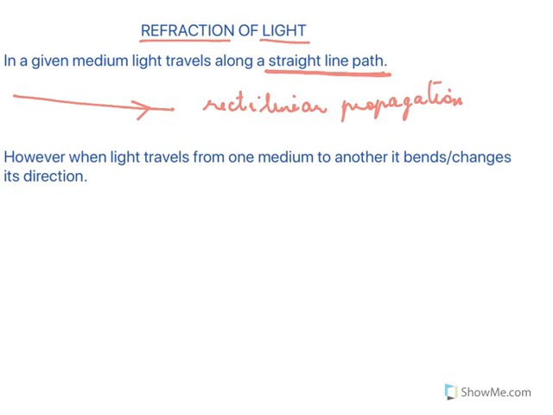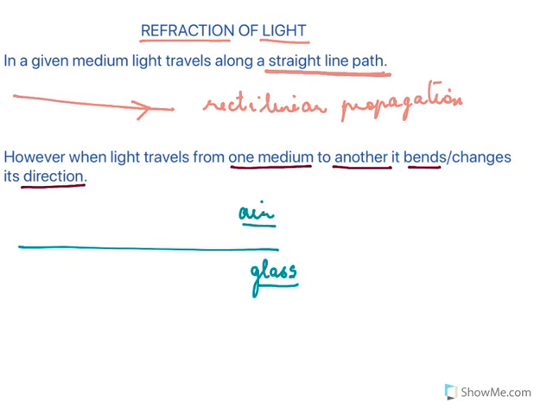But however, when light travels from one medium to another, when it changes its medium, it bends or changes its direction. Like when light would travel from, say, glass to air, as long as it traveled in air, it would travel a straight line. But at this interface now, it would change its path. It would not travel along the straight path, but it would bend. This bending of light or changing the direction of light is called refraction.